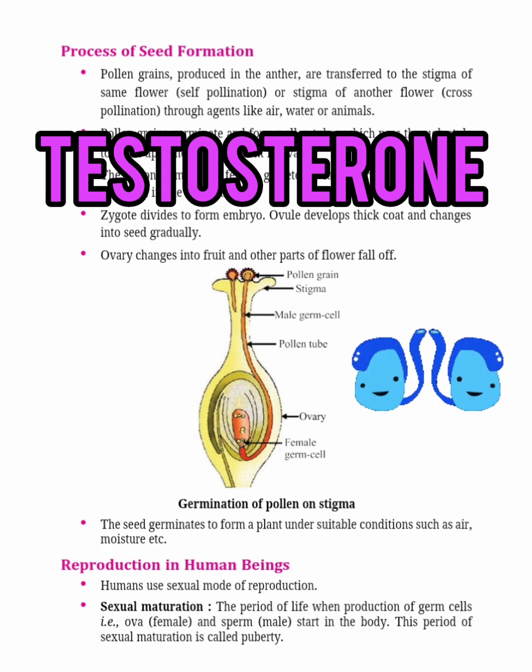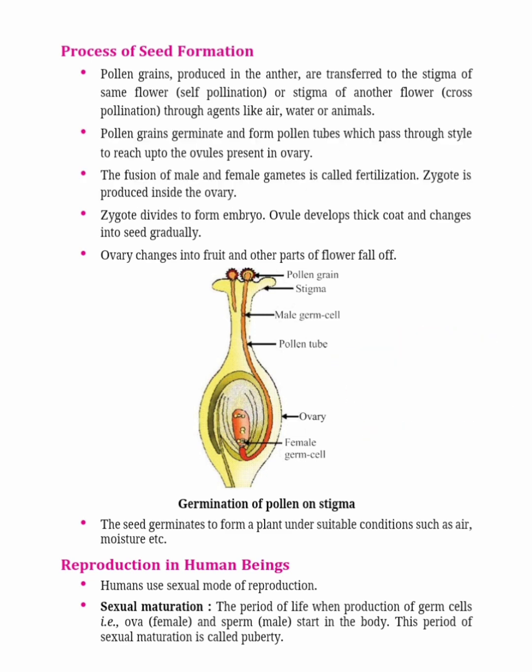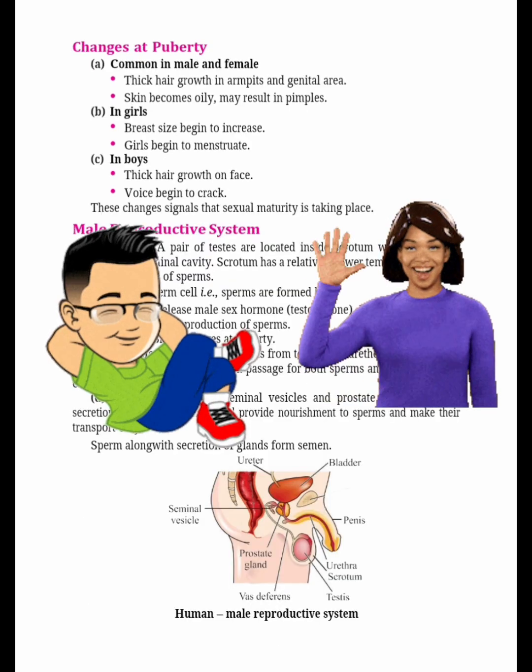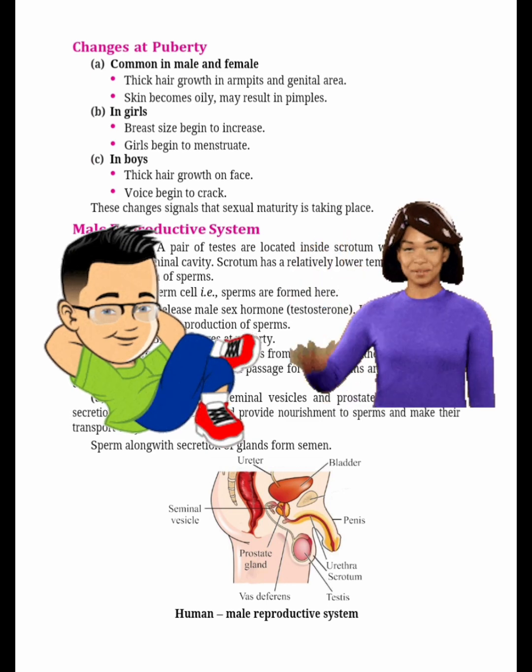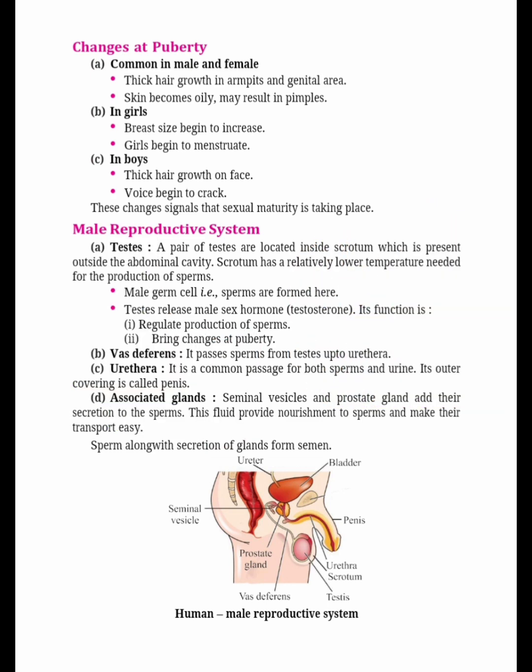As we have already studied in the chapter Control and Coordination, that is endocrine glands and their hormones. Changes at puberty. What happens during this period? Will any changes take place in the body? Yes, there are many changes that take place in girls as well as boys.